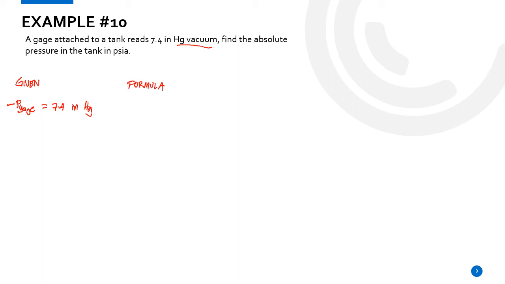Unsa ito yung formula ni absolute pressure, diba? P absolute is equal to atmospheric pressure plus P gauge. Okay? So since negative man natong gauge pressure dira, so ilisa na nato pressure ATM minus P gauge. Okay? So napatay isa no nga given niya, wala man tay atmospheric given.